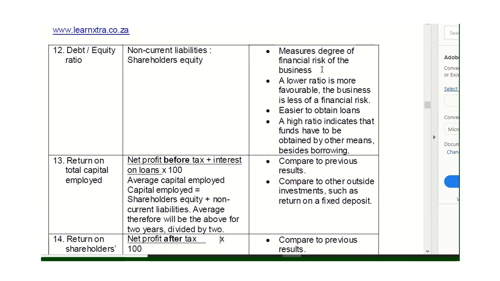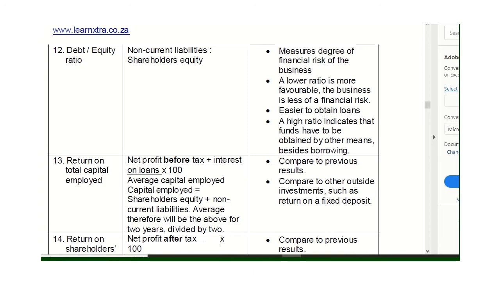They say the lower the ratio is more favorable, the business is less of a financial risk. They also say the lower geared we are, the lower that ratio is, and that will be less of a financial risk. If you haven't got that many loans, it's also easier to obtain loans. And a high ratio indicates that funds have to be obtained by other means besides borrowing. So if you've got a very high ratio, you won't get loans that easy, so you'll have to find other means to get capital.